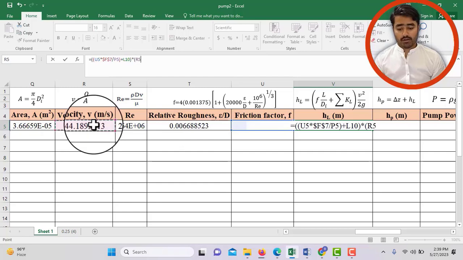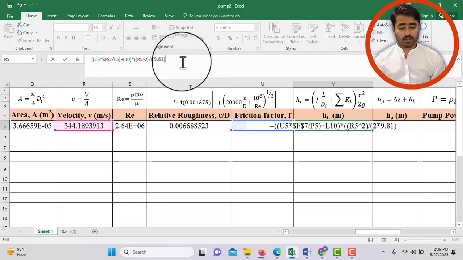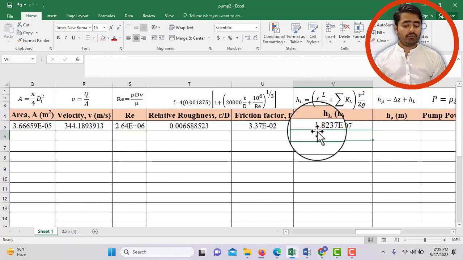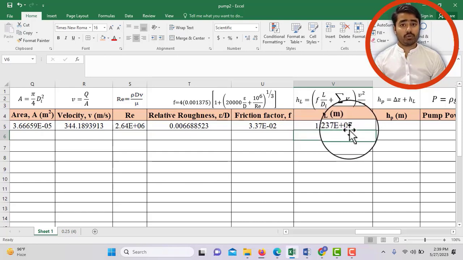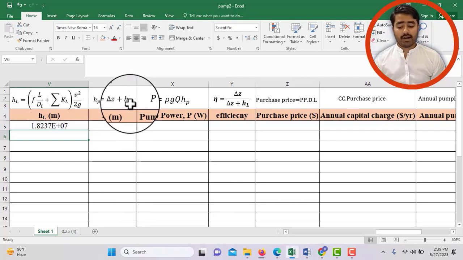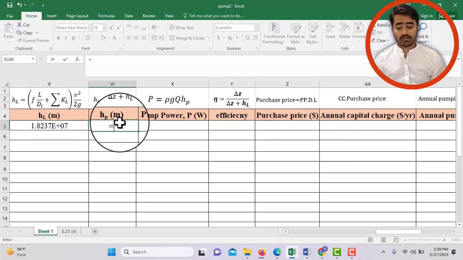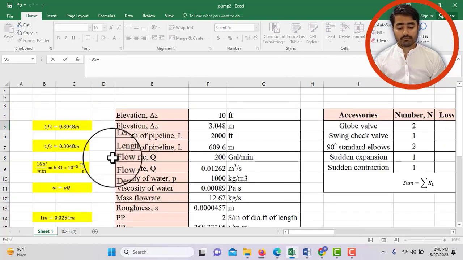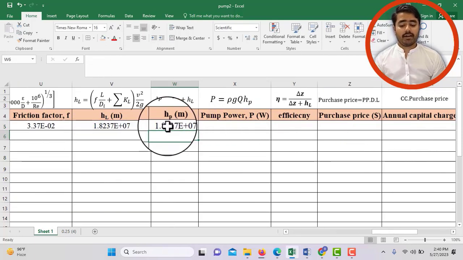So this is the V. You just take its square and divide it by 2 into G. G is 9.81 and then press OK. So it is the head loss due to friction, 1.82 multiplied by 10 raised to power 7. So pump head is the sum of the elevation difference plus the head loss. So I will just sum these two terms. So this is the pump head.